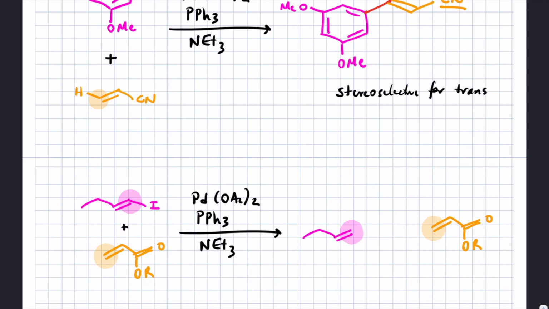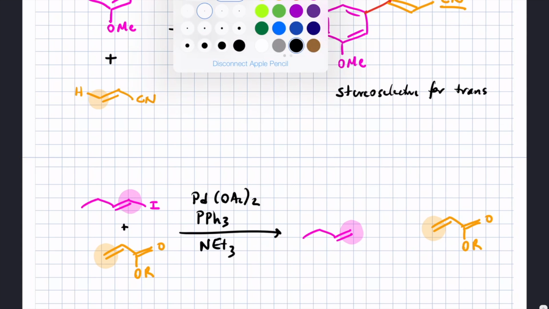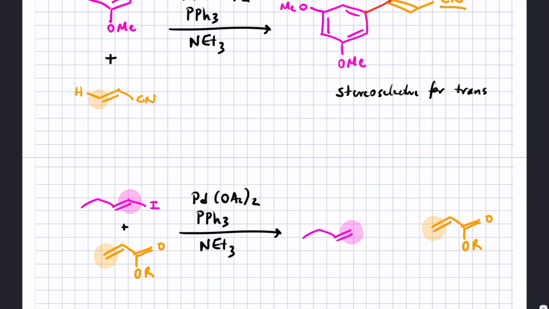I want you to note first that the bond that we install on the pink highlighted carbon, the one that used to have the iodide, gets installed in the same direction as the iodide was. That is, these groups are trans here, and these groups are still trans here. So that's a specific feature.